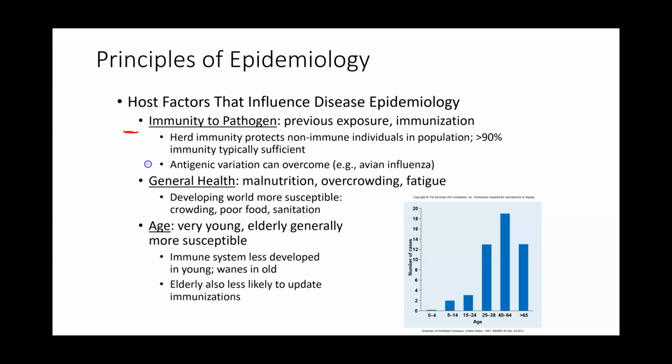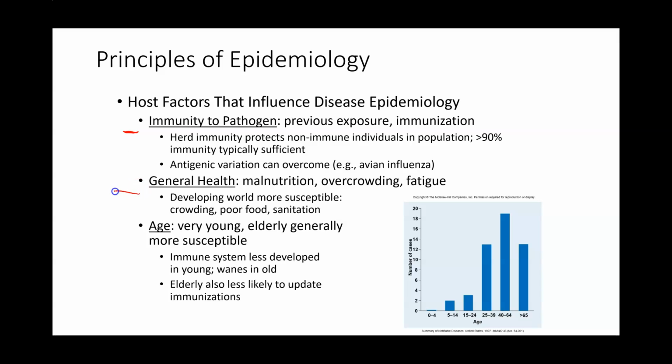Now, if a pathogen changes, that can change this immunity, because if you have a pathogen that changes, now the population wouldn't be immune anymore. Which is why, as an example, every year we get a flu vaccine. And every year you have to get a different flu vaccine because the influenza virus changes very consistently every year.